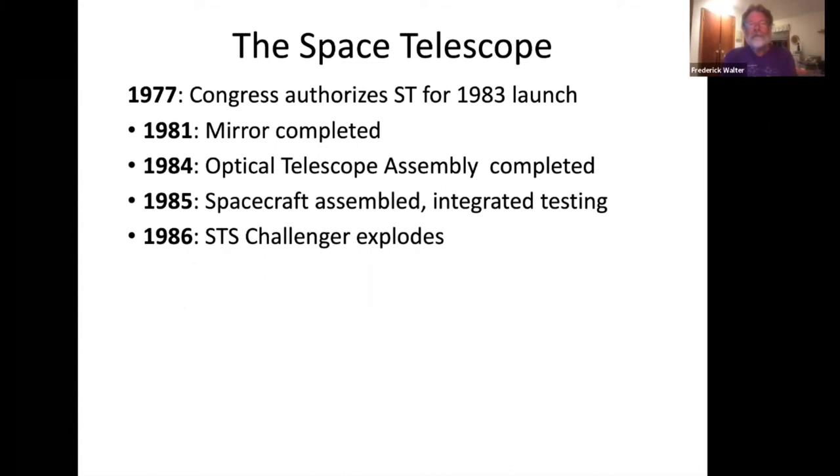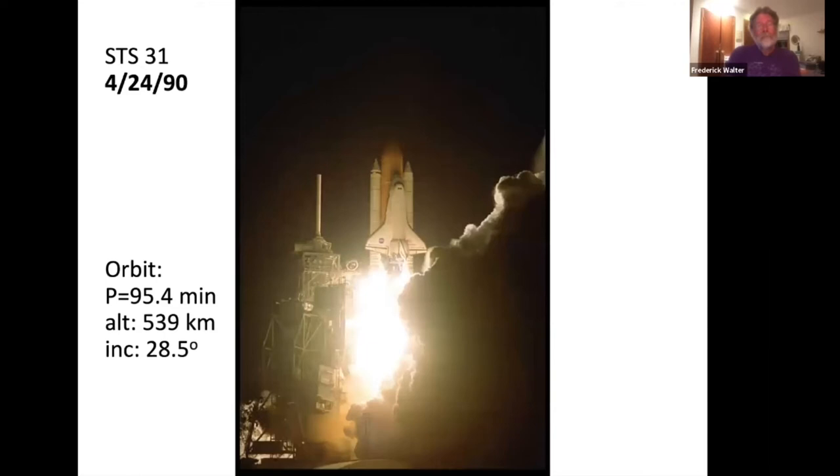By 1984, the optical telescope assembly had been put together. That means the mirrors were put together in the whole barrel of the telescope. And in 1985, the spacecraft was finally put together. The instruments were all bolted in and integrated testing started at Lockheed Martin Corporation. The spacecraft was shipped to Cape Canaveral. And in 1986, the space shuttle Challenger exploded on launch, and we were stuck. Well, 4 years later, the space telescope took off.